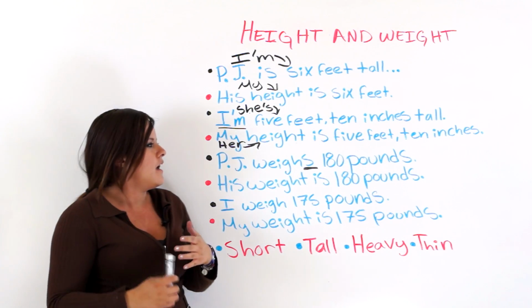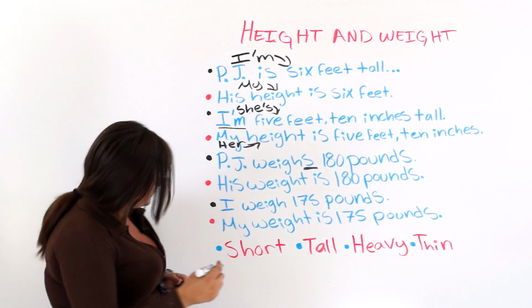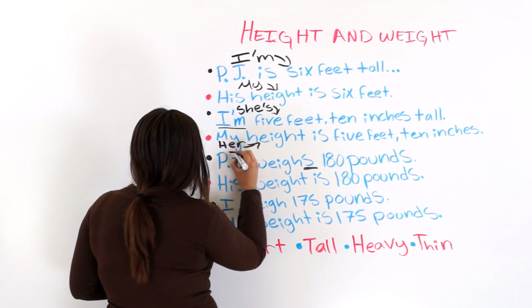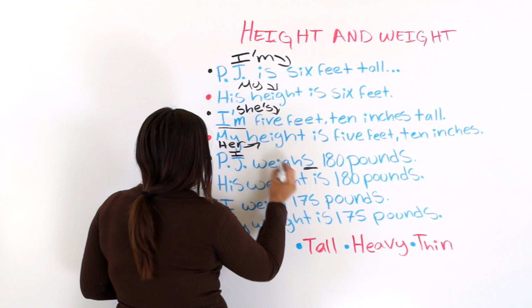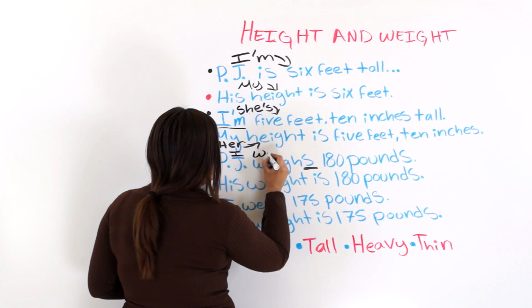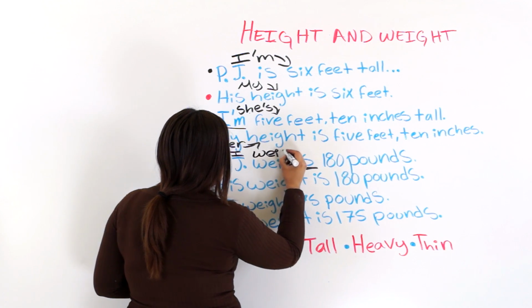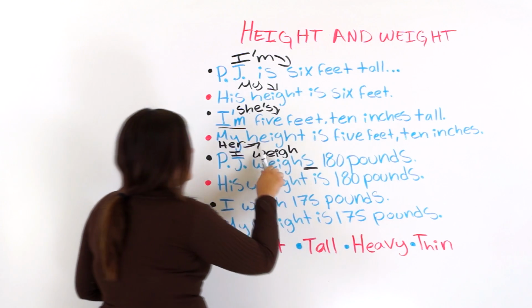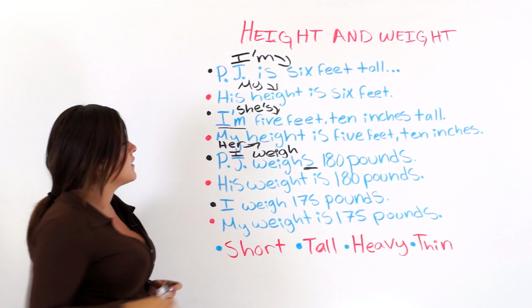Okay, if they tell him, hey PJ, how much do you weigh? He's gonna say, I weigh, instead of using the S, he's gonna take it away, okay? Because he's not going to be talking about somebody else. He's going to be talking about himself. So he's going to say, I weigh 180 pounds.